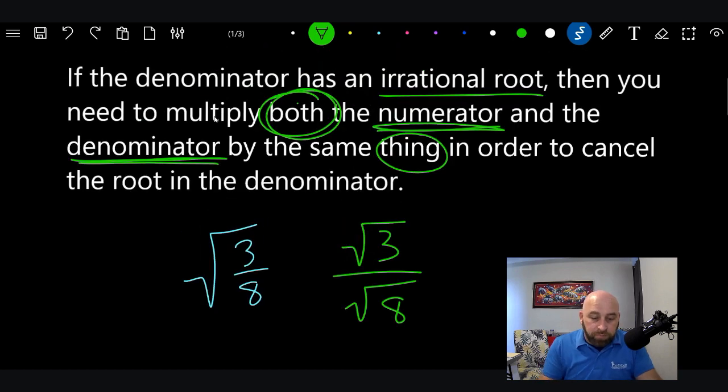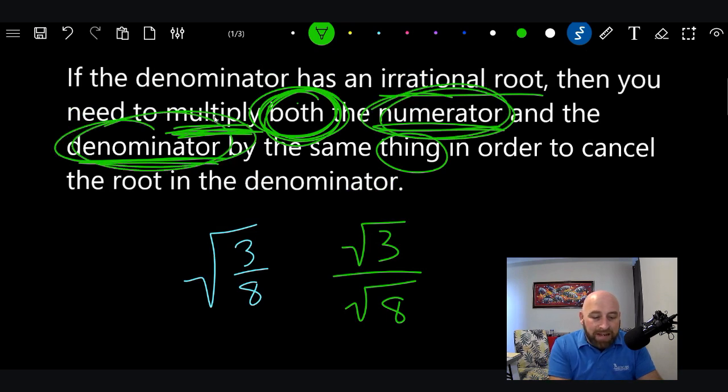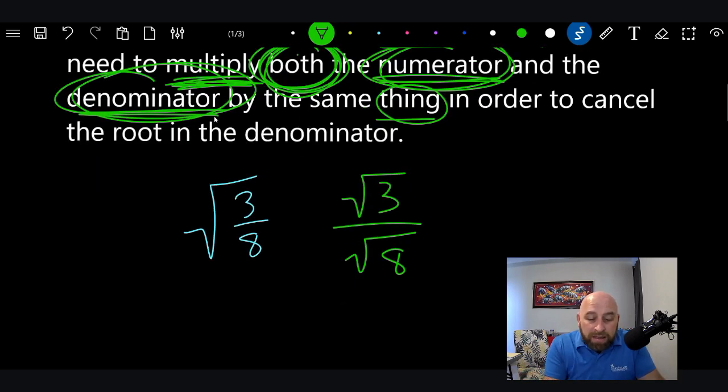Well, it says to multiply both the numerator and the denominator by the same thing. So let's multiply it by 2. Let's multiply it by 5. What are we going to multiply it by? You can't just guess. You can't just say, I'm going to multiply it by 2. What are we multiplying it by? The same thing in order to, what are we trying to do? We're trying to cancel the root.